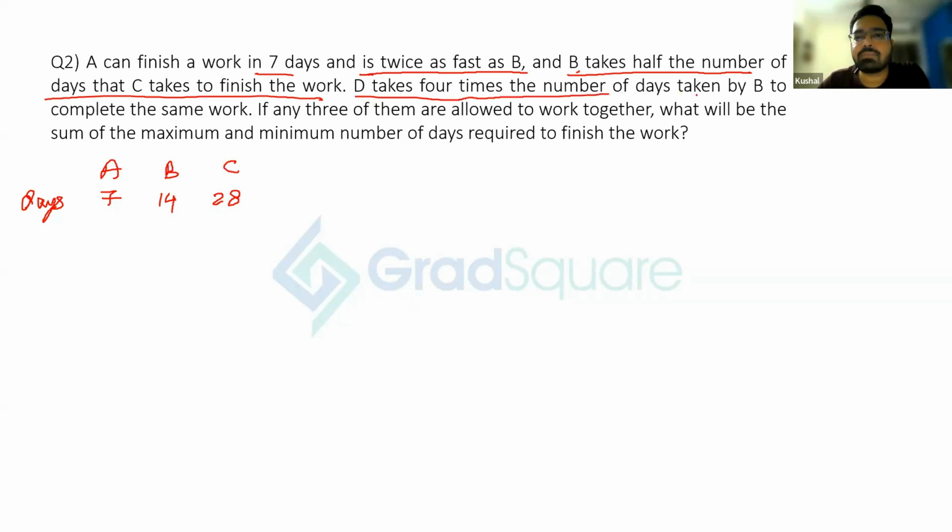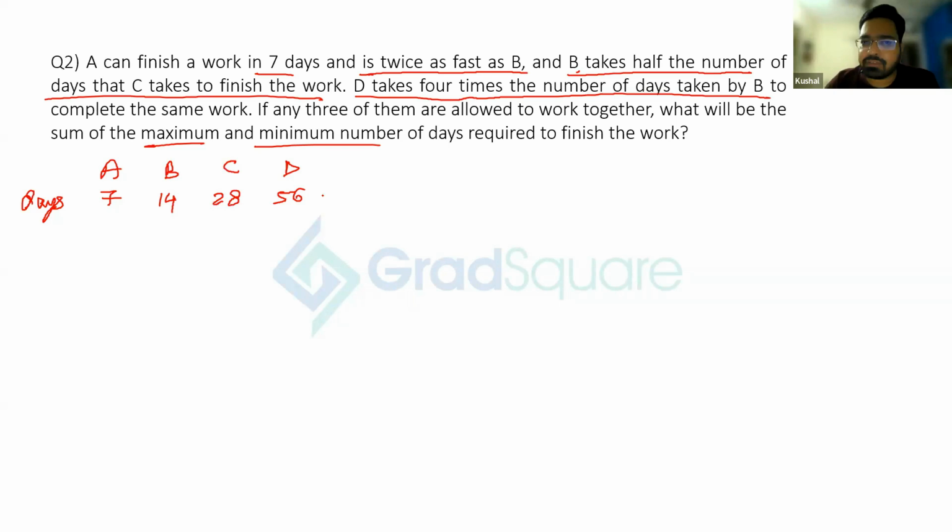D takes 4 times the number of days taken by B to complete the work. D takes 4 times the number of days. That means D takes 56 days to finish the work. Right? If any three of them are allowed to work together, what will be the sum of the maximum and minimum number of days required to finish the work?